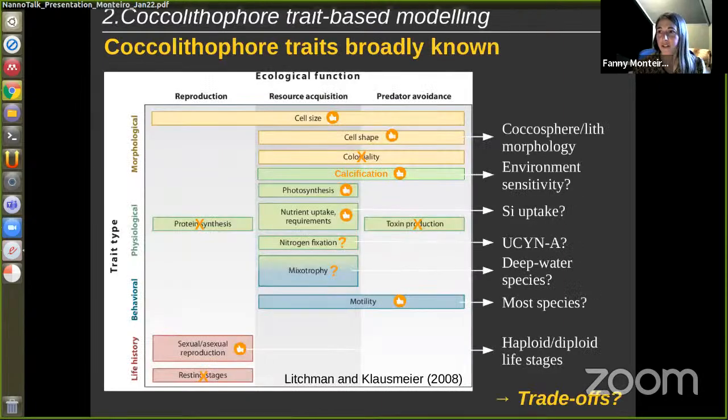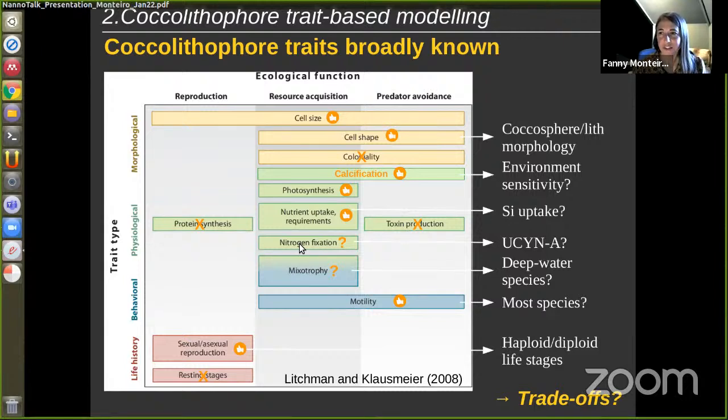So in terms of traits, we have quite a good sense about what coccolithophore traits are. We know their size, we know the coccosphere and coccolith morphology really well. We know they don't form colonies. I did a classification here as a trait being the main trait of coccolithophore. There are some unknowns about the environmental control of coccolithophores that would be good to know more. We know they do photosynthesis, we know their nutrient requirements. Maybe there's still some unknown about which species need silicon or not.